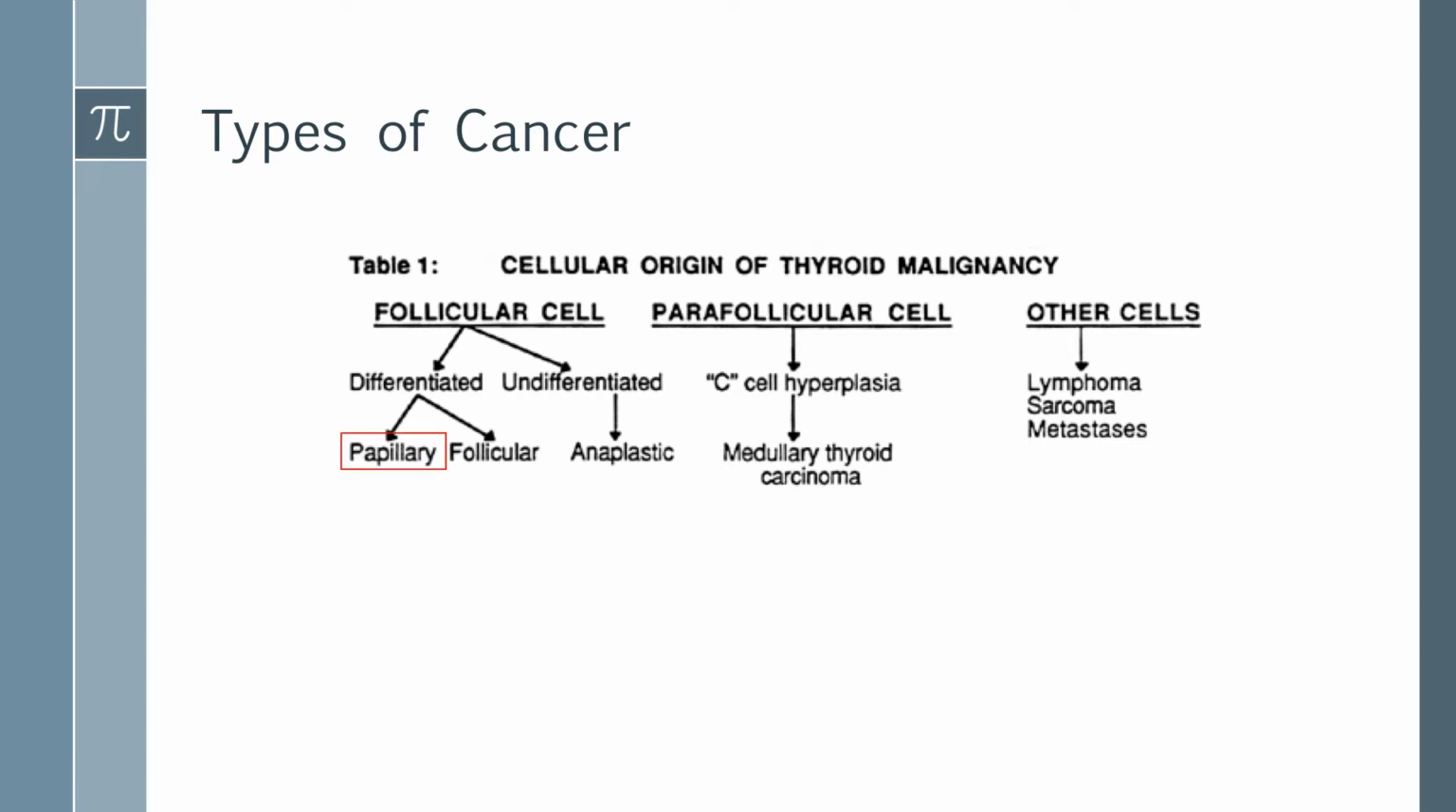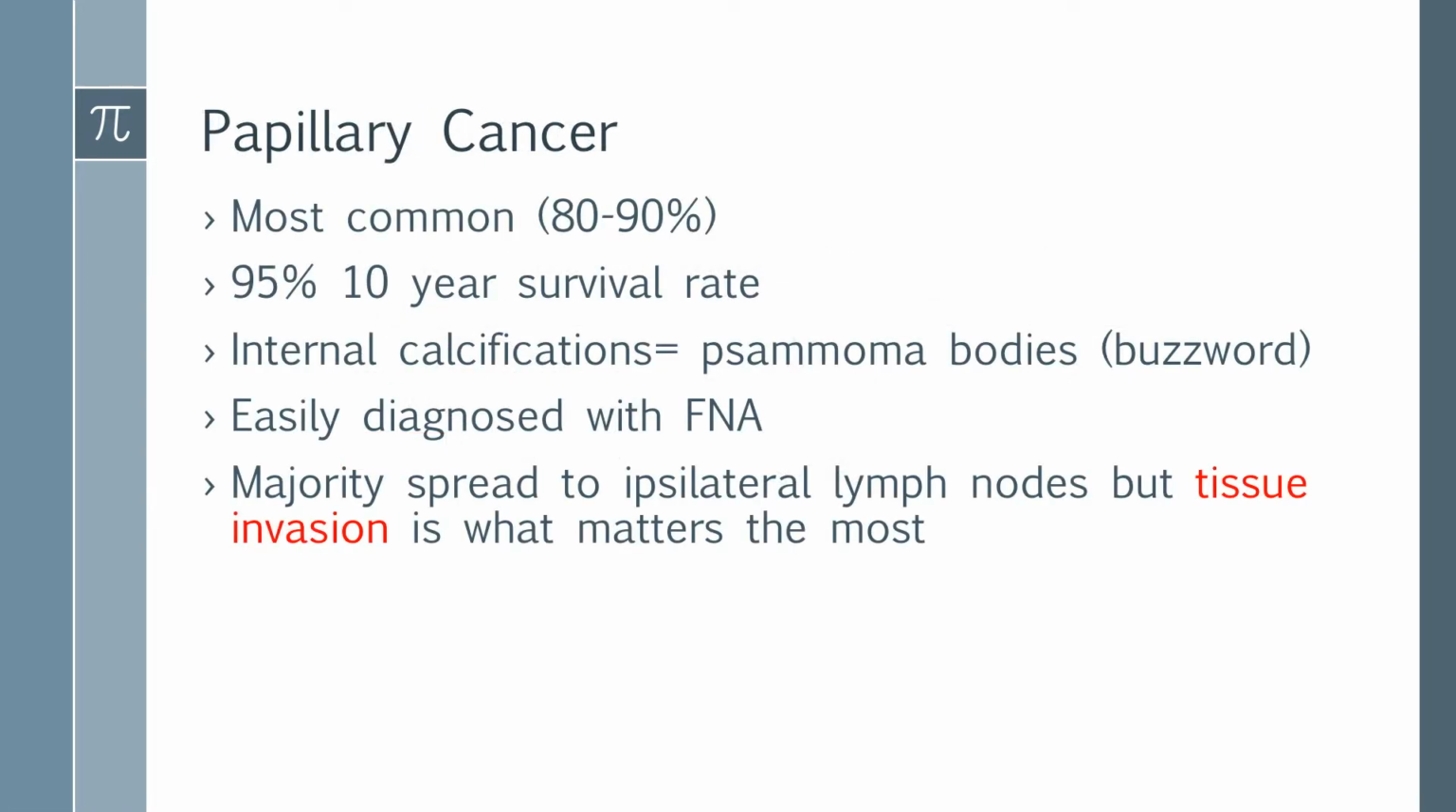The first one is papillary thyroid cancer, right? Look, it says differentiated. Well-differentiated cancers, papillary and follicular, essentially act like normal thyroid tissue. I want you to remember that normal thyroid tissue likes iodine, and these two are well differentiated, so they will like iodine. That will be helpful once we get to the treatment. Papillary cancer is the most common thyroid cancer. 80 to 90% of thyroid cancers are papillary cancers. It has an excellent survival rate, 95% at 10 years.